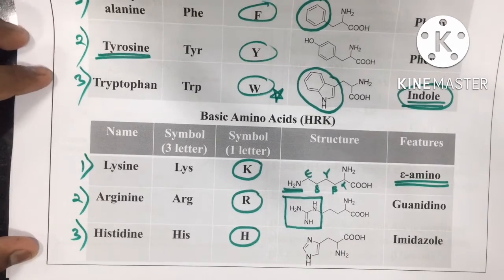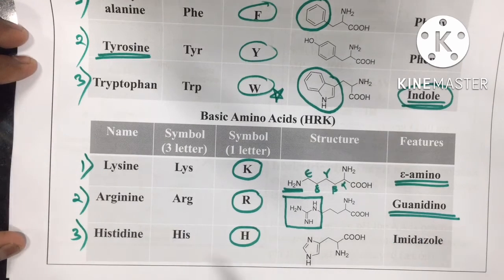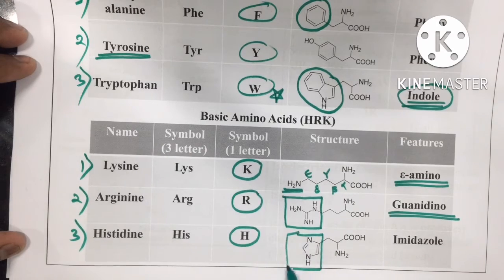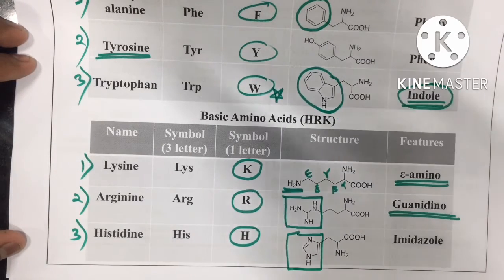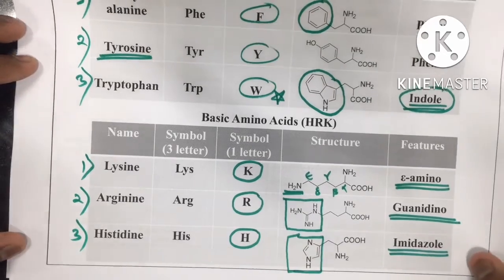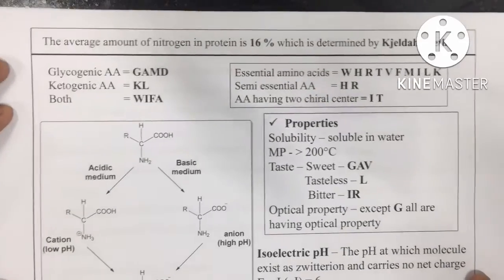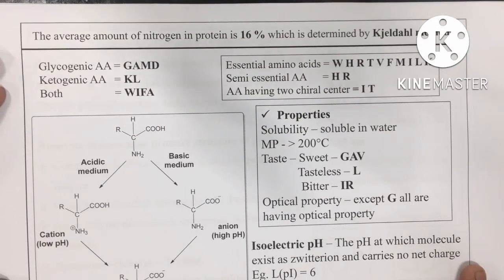right? Which moiety is present? Guanidine moiety, so that's why it is the guanidino. And in histidine, which ring is this? That is the imidazole, right? Imidazole.